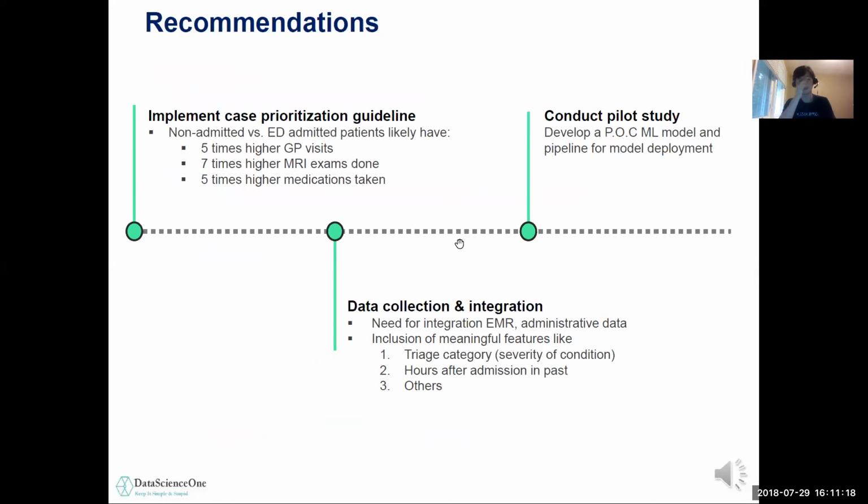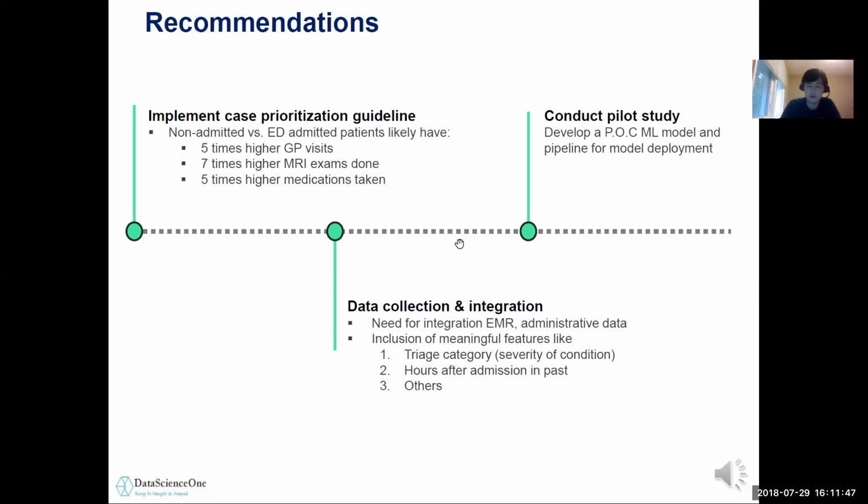So in terms of recommendations, here are 3 recommendations that I would like to make. First, we can implement an ED admission case prioritization guideline based on the evidence we gathered from the EDA exercises. For example, non-admitted patients compared to ED-admitted patients likely have 5 times higher general practitioner visits, 7 times higher MRI exams done before, and 5 times higher history of previous medication taken.